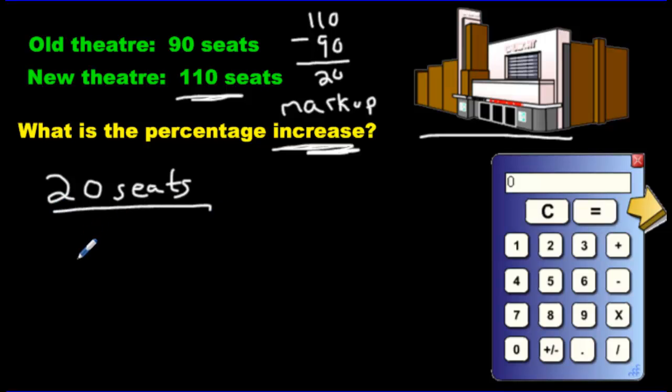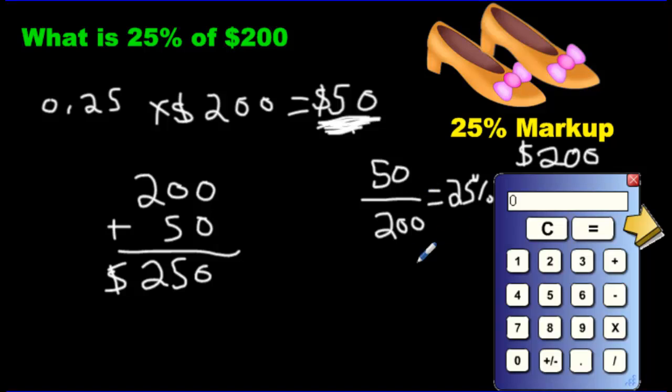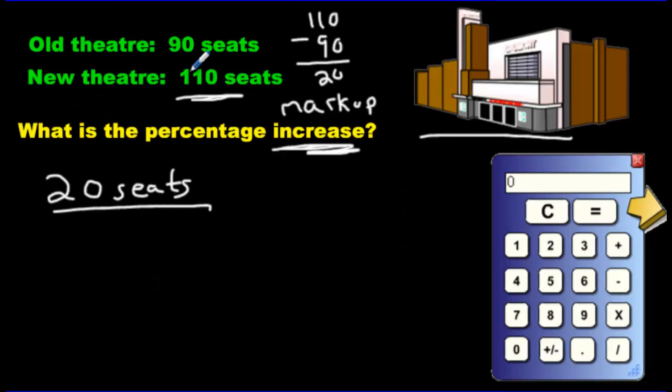And that's going to be out of what? Well, look at the last question. It was out of 200 because you always got to compare to something, right? To the total. The total price was 200 here. What's the total number of seats here? Is it 90 or is it 110? Right, you always go to the 90. The 90 has to be, because you have to compare it to the original. So that's the increase. We increase it compared to what? Compared to the original. So that has to be the denominator.